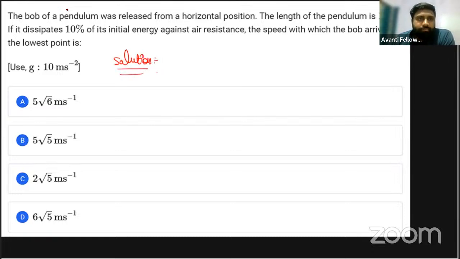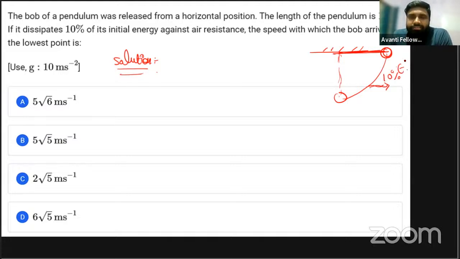Keep solving it. So we have a bob here. Let's say this is the position and this is the lowest position that it has. It has been released from a horizontal position, which means from here it has been released. Here to here it has to come, and it dissipates 10% of its energy against air resistance. Now, if you will see, this is the maximum possible situation that it can have. Extreme. This is the extreme you can count.